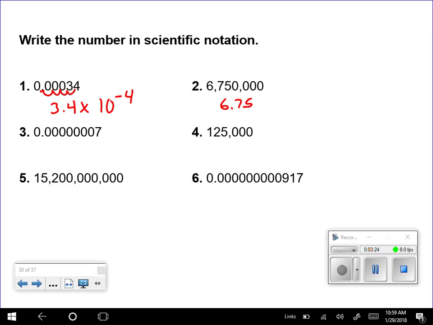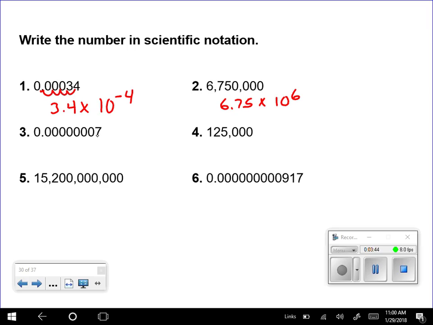Anytime you see a number, you have to write it with it. Zeros can be taken off because those are going to be our base 10s. So how many times did I move it? 1, 2, 3, 4, 5, 6. So 10 to the 6. So remember, if it's positive, it's going to make it a bigger number. If it's negative, it's going to be making it a smaller number.